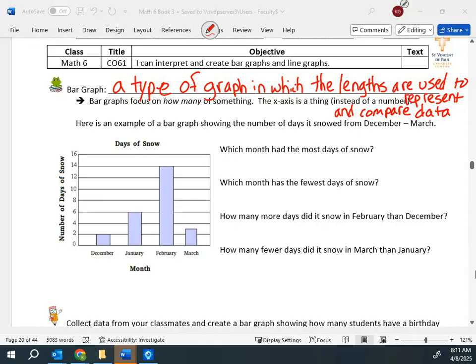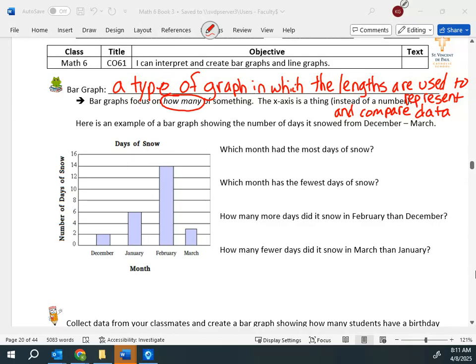Bar graphs focus on how many of something. This is important for us to know. We're going to be learning different types of graphs, and each graph we use for a different reason. So underline, circle, star, do something to set that how many off. So we know if we want to know how many there are of things, we look to the bar graph.